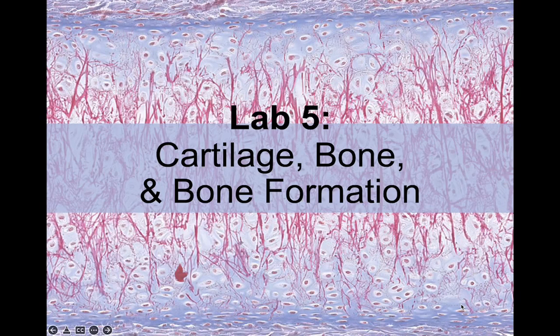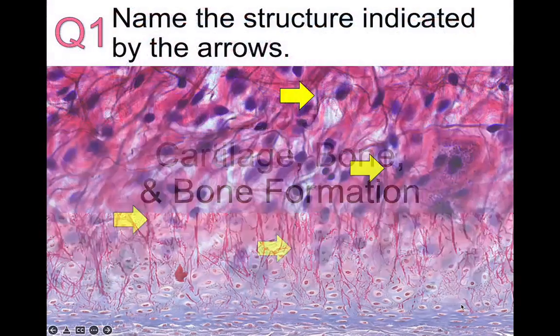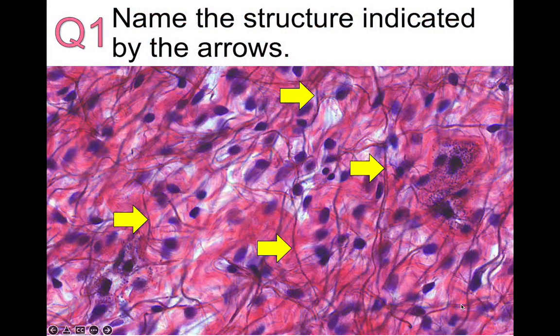Welcome to Lab 5. In today's lab session, we're going to be discussing two types of specialized connective tissues, cartilage and bone, and we'll also cover bone formation. This was covered in three lectures, so today's lab will be a longer one. So first, let's have some summary questions. Generally, in these summary questions, if you need more time, please feel free to pause the video.